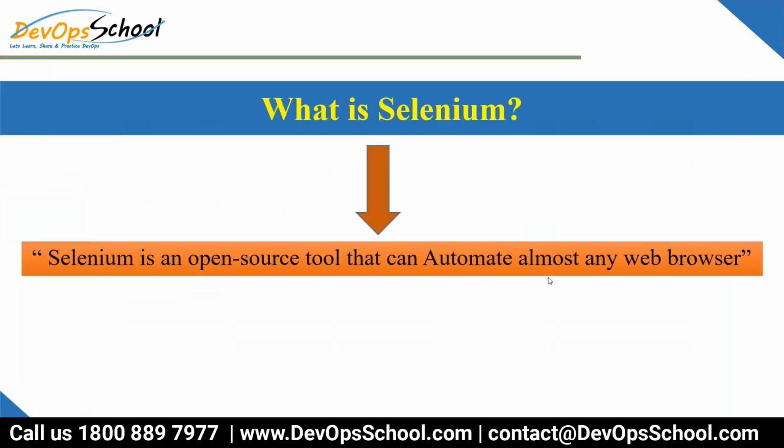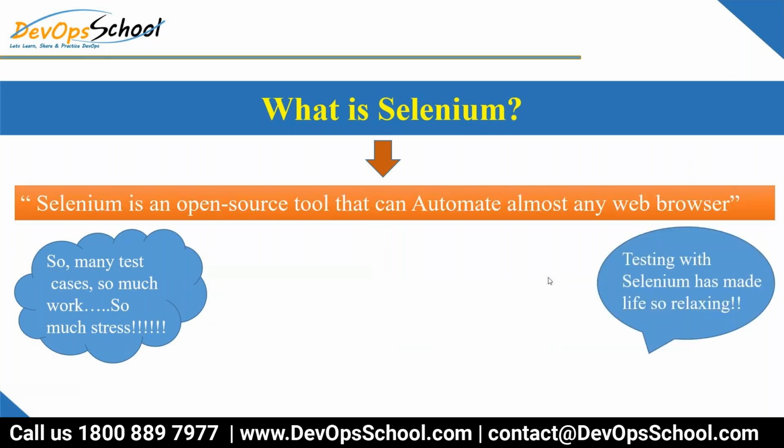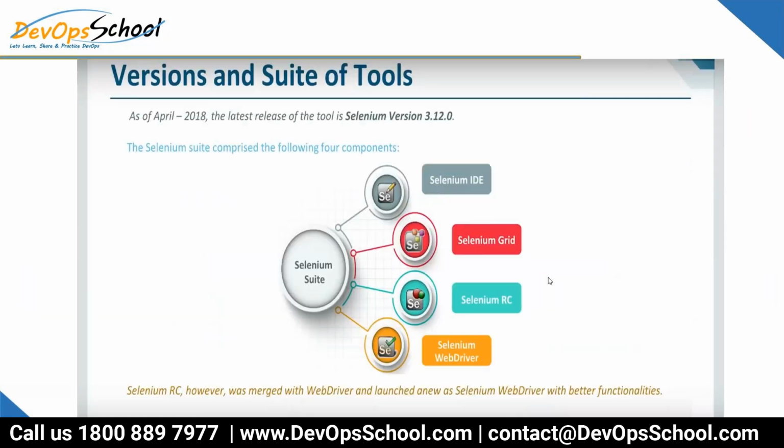So what is Selenium? Selenium is an open source tool that can automate almost any web browser and its functionality. Now, in Selenium we have what we call a suite. When you talk about Selenium, you have IDE, Grid, RC, and WebDriver. These are the four pieces of software coming together, and you will find them in the Selenium suite.